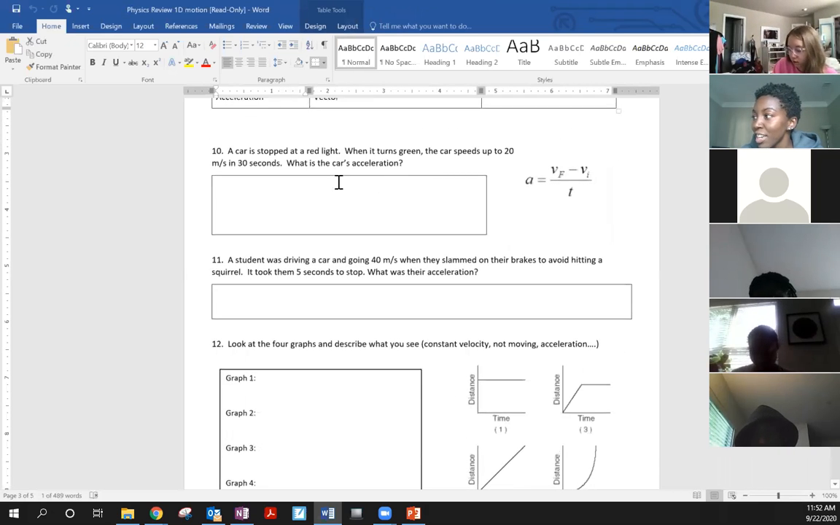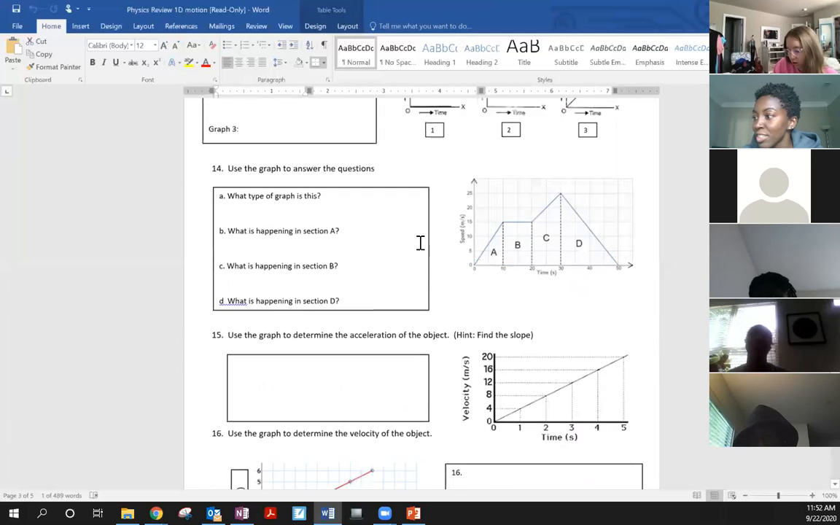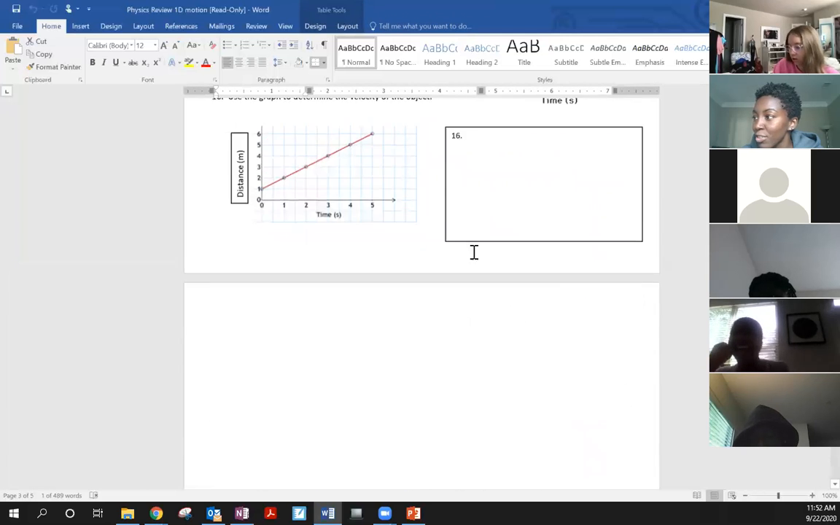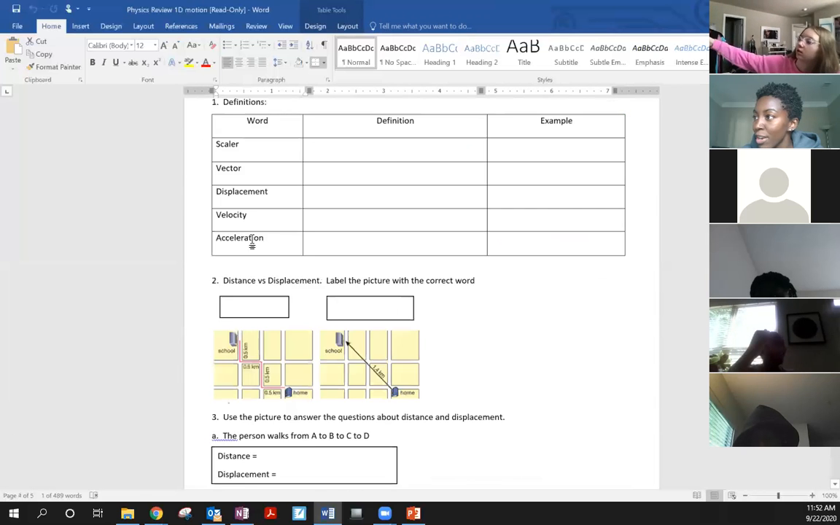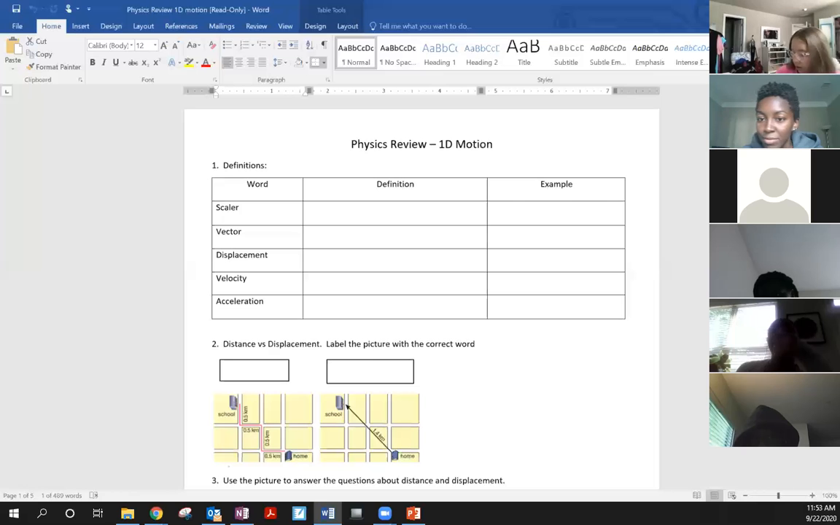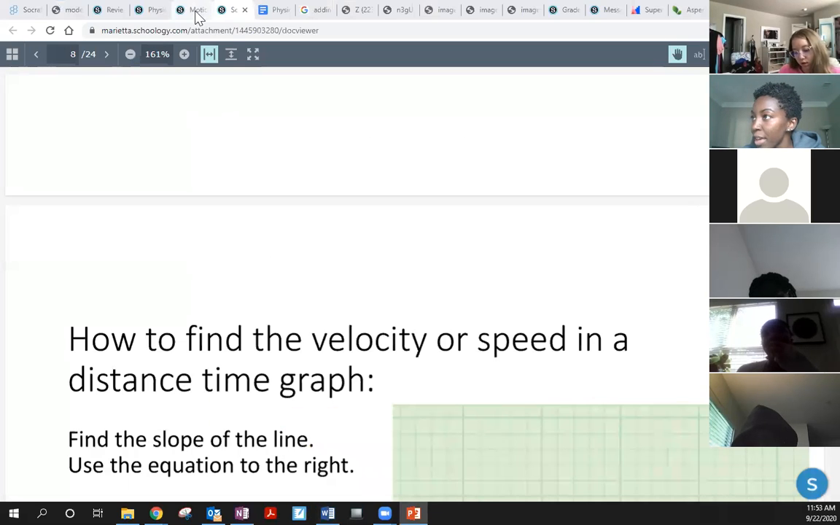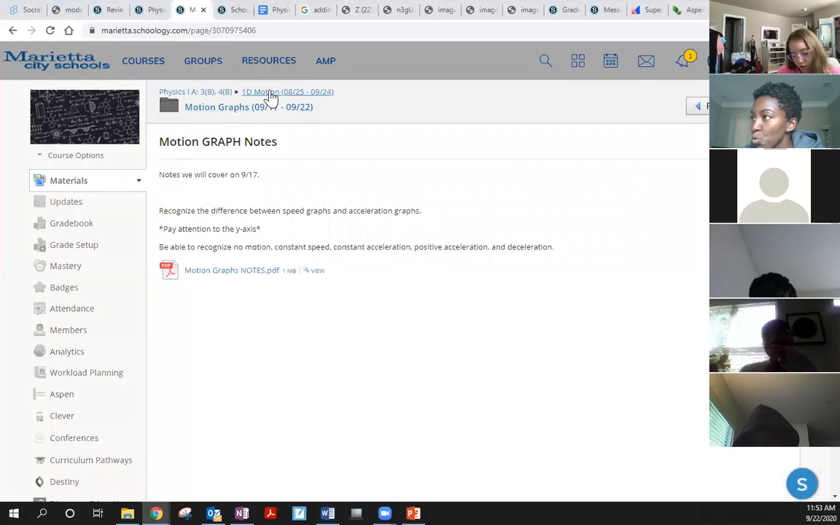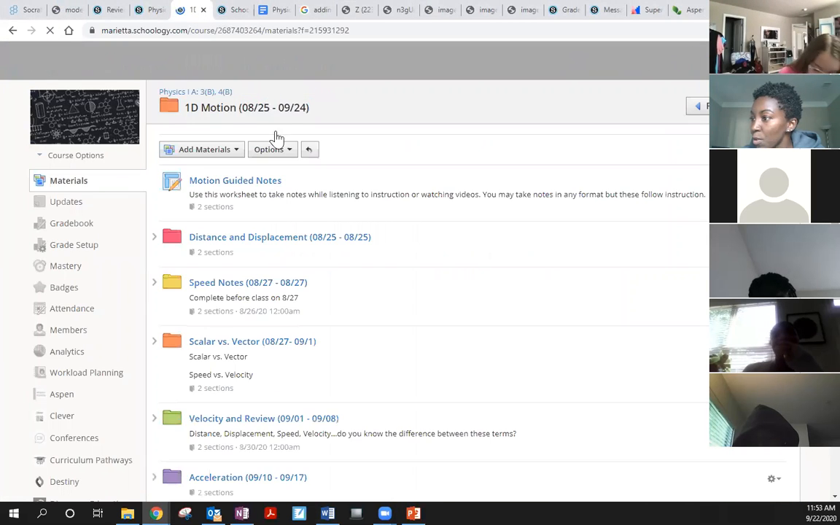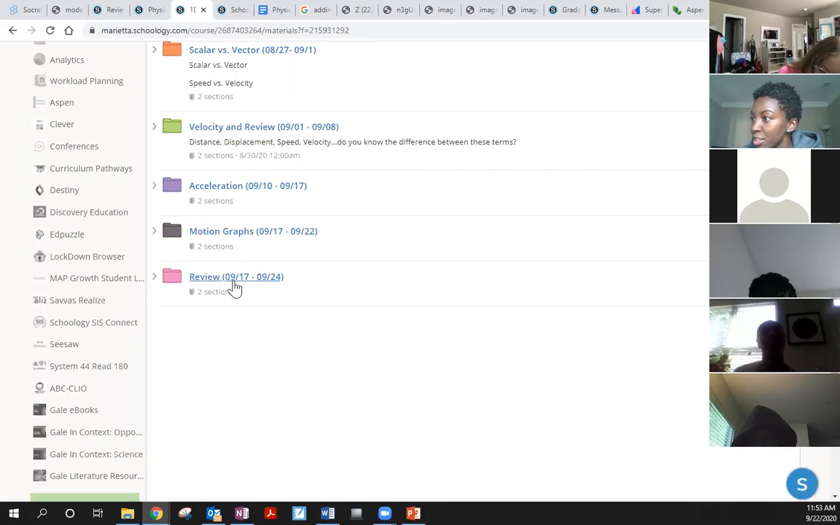There's some acceleration calculations here, and there's some graphs down here. The rest of it is graphs, okay? So I'm going to upload that right now. Is this a grade? The review isn't, but I want you to do the review so you do well on the test. So it is not a grade. I'm going to put that right here in the review folder, okay? It's going to be in the review folder.